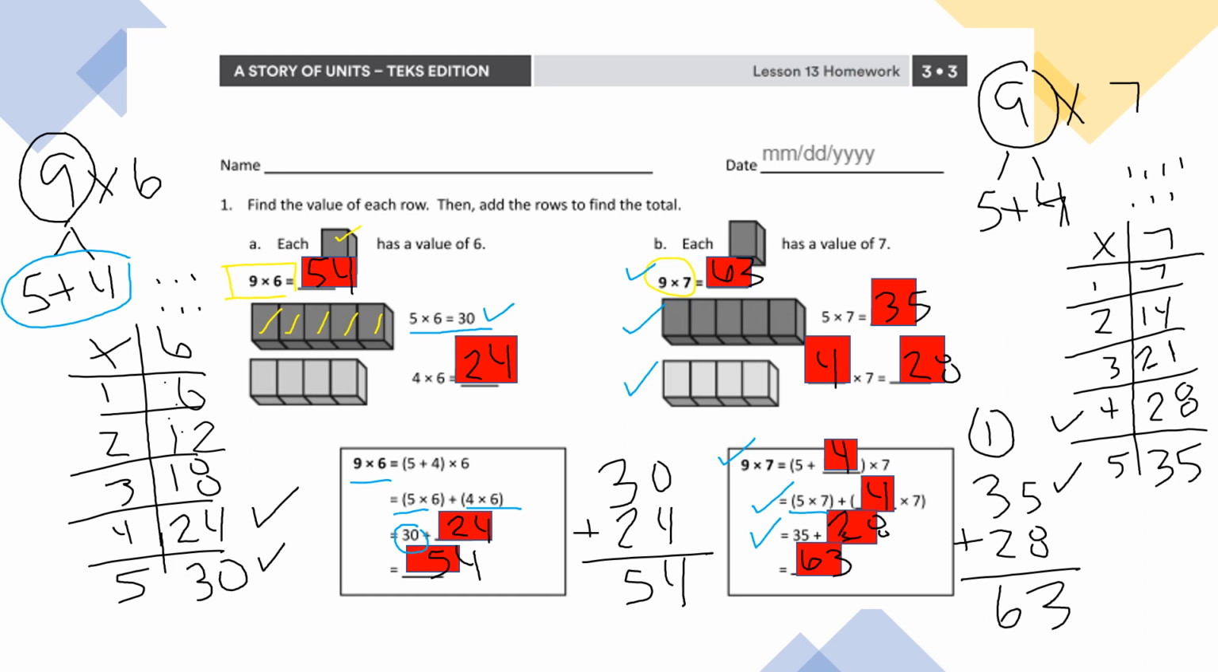So now everything at the top of this page should be filled out. 1A and 1B should now be complete. Now we're going to move on to the bottom of the page and complete 1C and 1D.